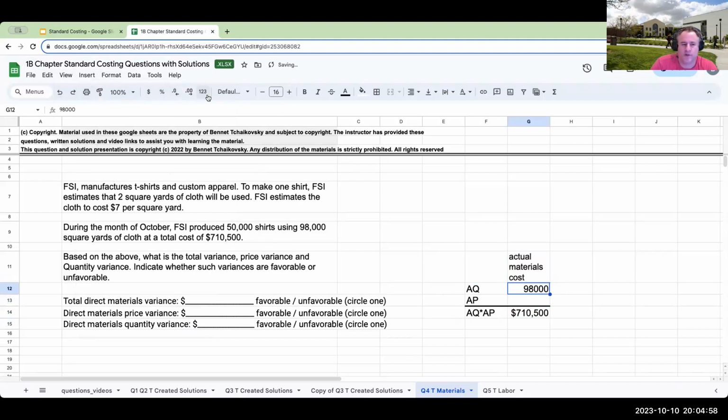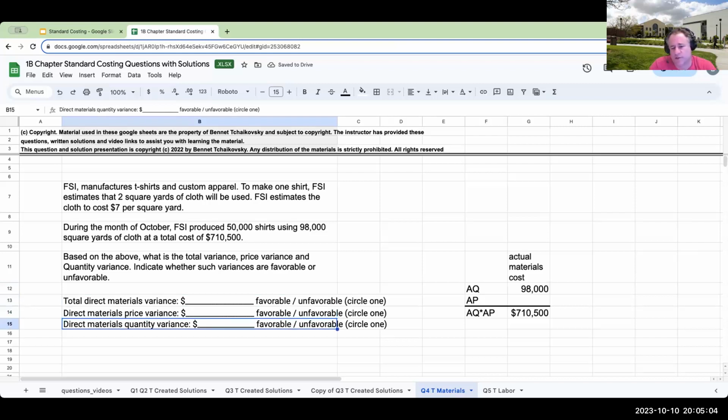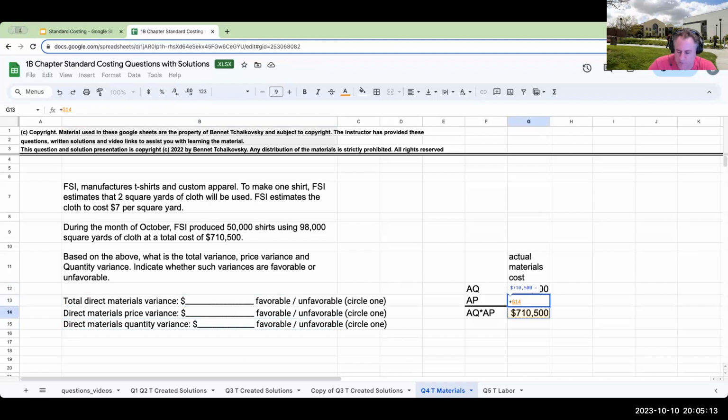Now, in order to determine the price variance and the quantity variance, we have to figure out how much I actually spent per square yard. And so over here, I'm going to divide 710,500 by 98,000, and I'm going to get $7.25. So this is what we actually spent per square yard.